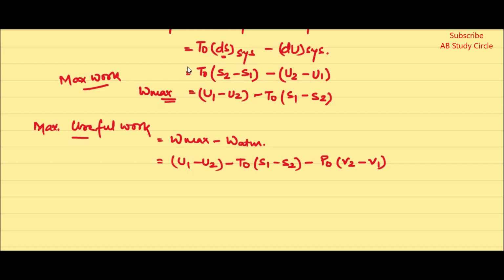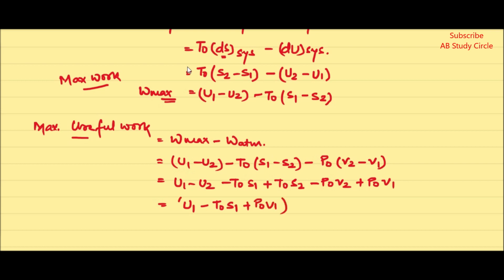Right, let's open it. It will be U1 minus U2 minus T0 S1 plus T0 S2 minus P0 V2 plus P0 V1. So taking the one terms on one side, it is (U1 minus T0 S1 plus P0 V1) minus (U2 minus T0 S2 plus P0 V2).